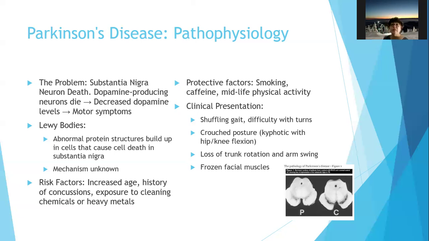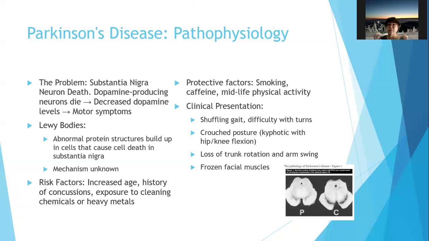So the clinical presentation, particularly later with later diagnoses, are shuffling gait. Sometimes they call it a festinating gait. Difficulty with turns because of axial rigidity, which is a symptom that you commonly see with the muscle rigidity. So you can't do turns with your trunk. Normally when we turn, we have some trunk motion. When you have axial rigidity, you kind of turn all in one piece.